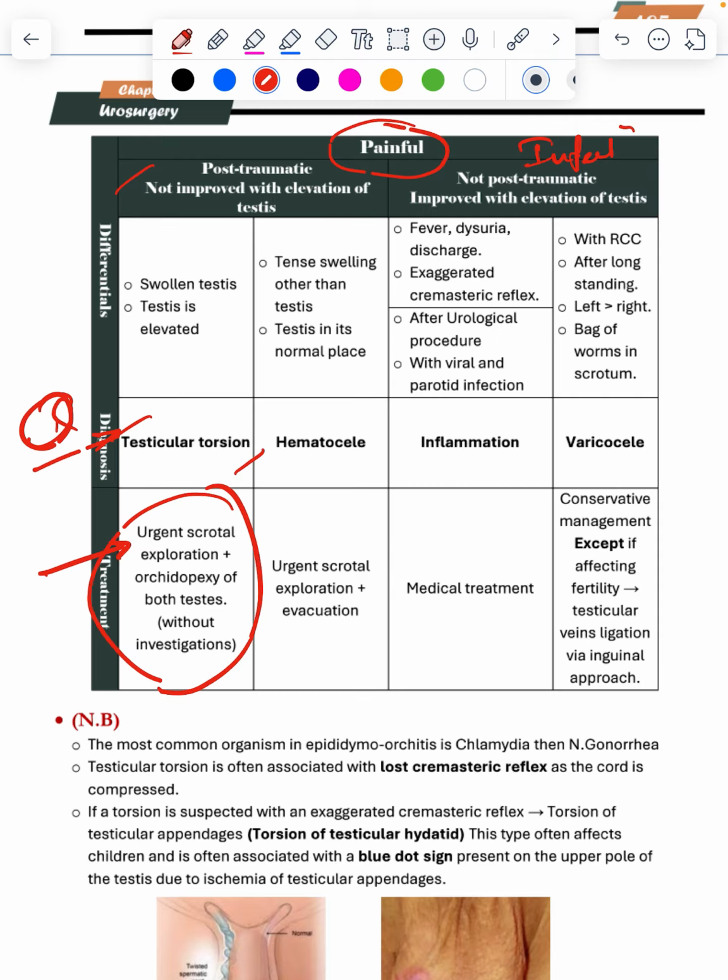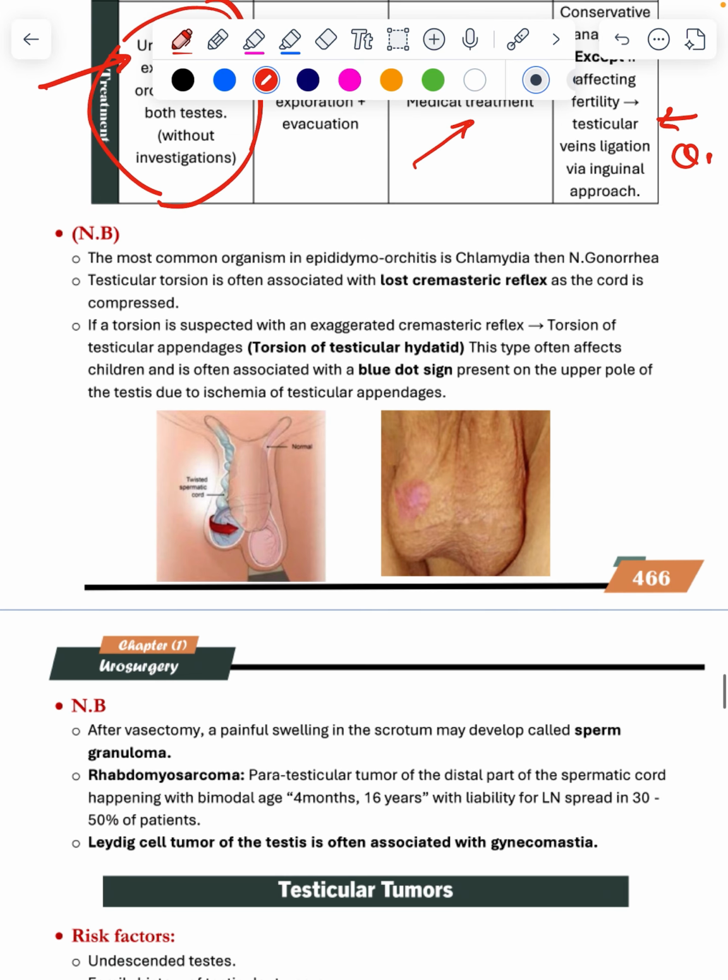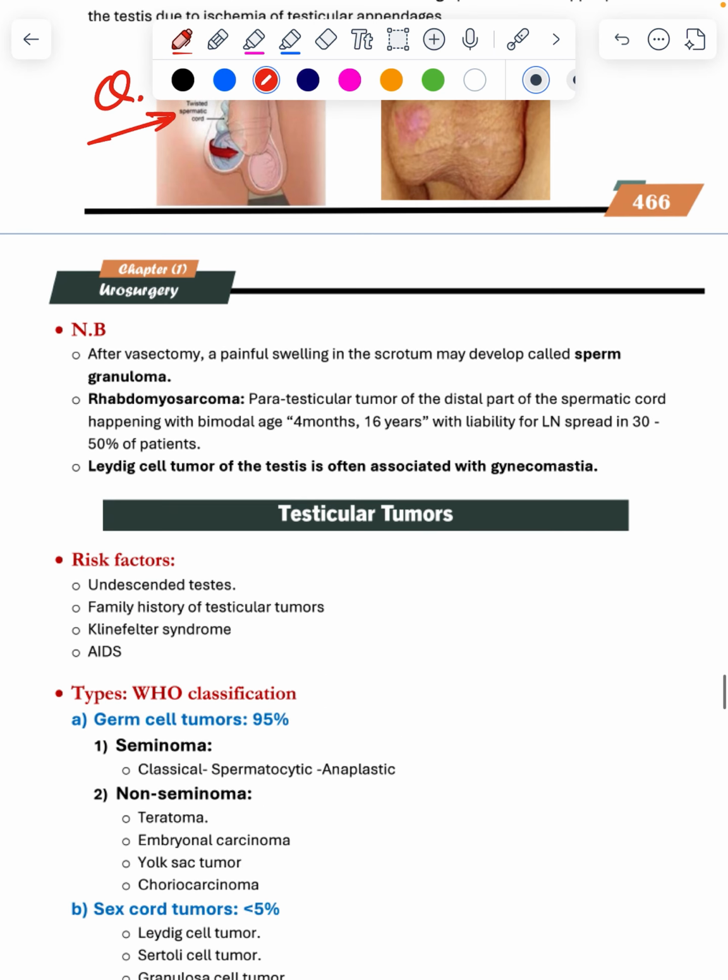There can be infection, viral inflammation, which is treated medically. Varicocele involves the pampiniform plexus, the testicular veins. This is again a question. The cremasteric reflex is lost when the cord is compressed. Testicular torsion has loss of the cremasteric reflex, genitofemoral nerve, torsion of the hydatid. This is again a question.